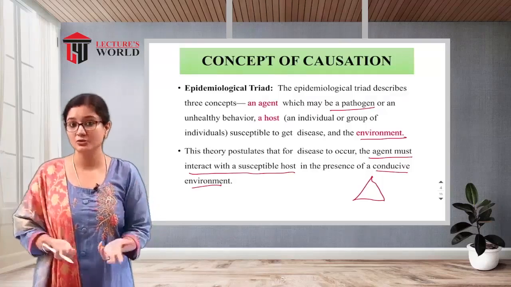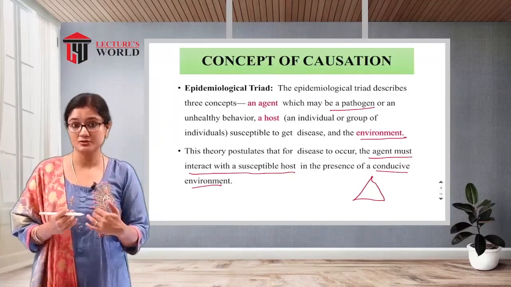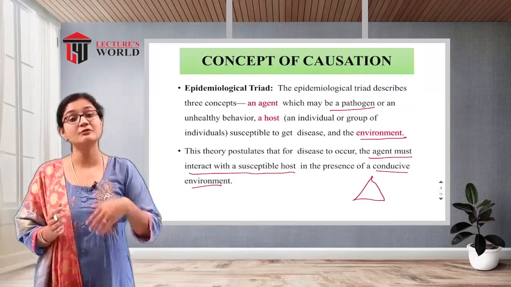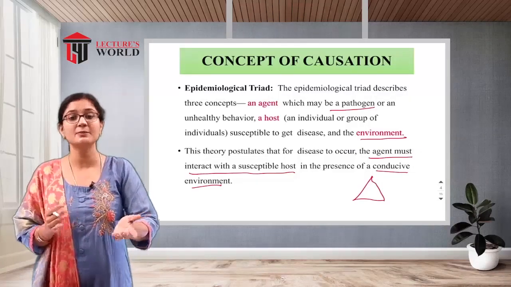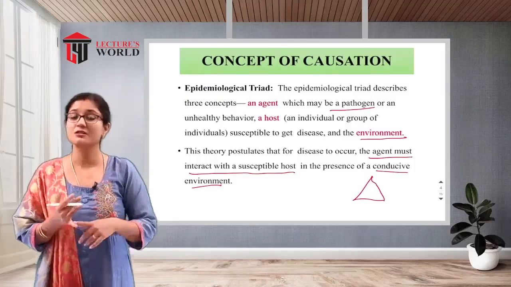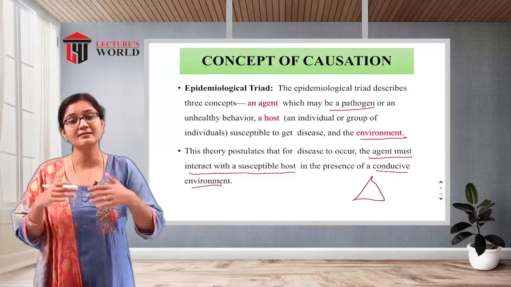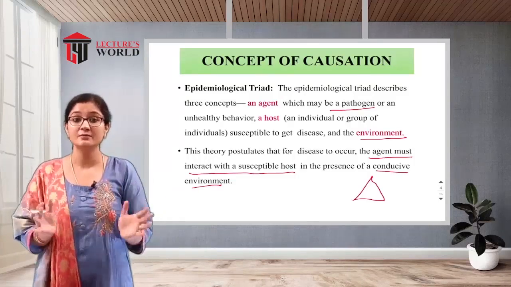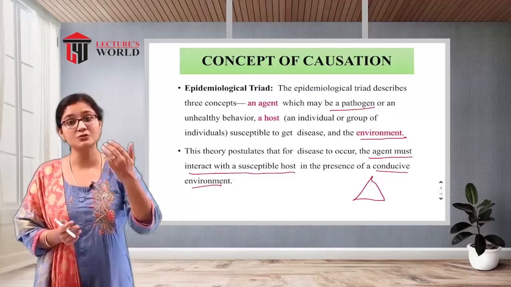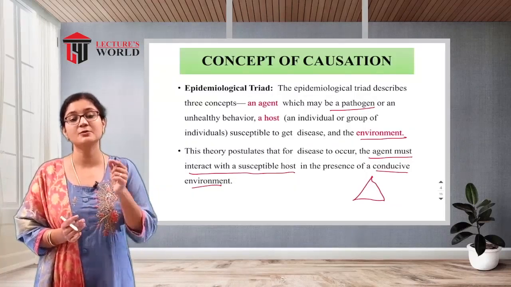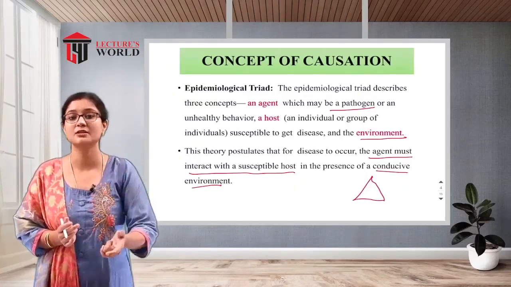Host is having a low immunity. Host means an individual, a person having low immunity, or he may be suffering with some disease like a chronic disease. These people are at risk of getting it. Children are at risk of getting disease because their immunity is low. Do you understand? And the environment is conducive. Environment is also helping that you can get a particular disease. Then we say you are going to suffer a particular disease.